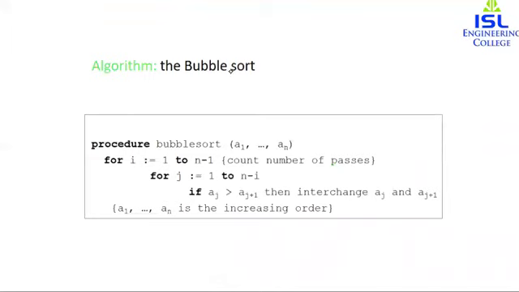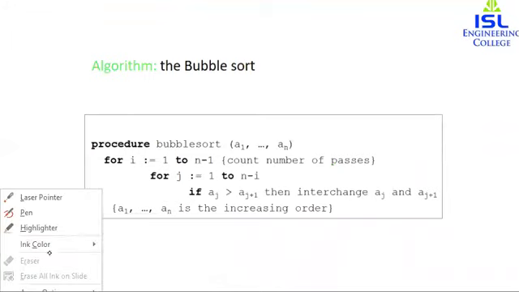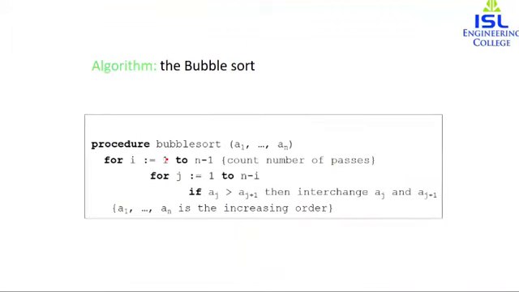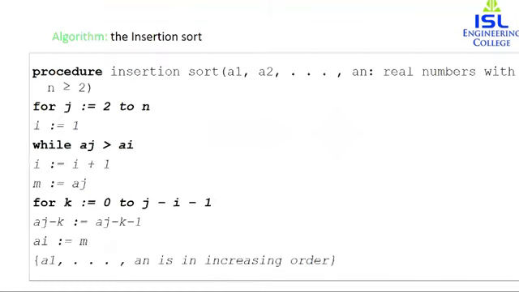Let's see the algorithm. Procedure is bubble sort. For i equal to 1 to n minus 1, that is, it calculates the number of passes. Why are we using two for loops? Because one is for the passes and the other is for the interchanging of the elements if one is less than the other. Then the next one, insertion sort.